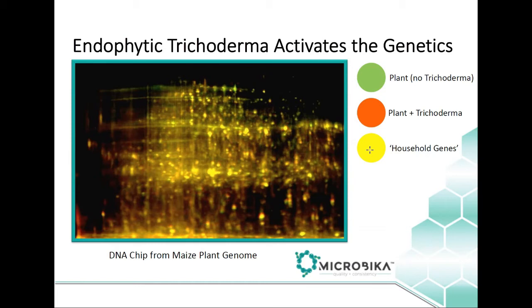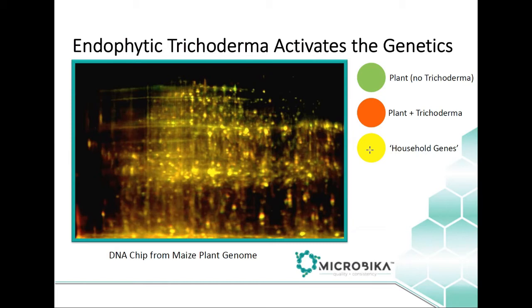Then the moment you infect the plant with the endophytic trichoderma, there's a new set of genes. It's maybe not as visual on this photo, but we use software to do the analysis, and there's literally hundreds of genes being switched on in response to the endophytic trichoderma. And then the yellow dots are just what we call the household genes, the general genes involved in general functions inside the plant.